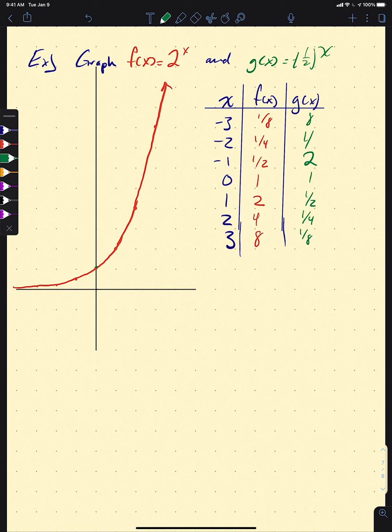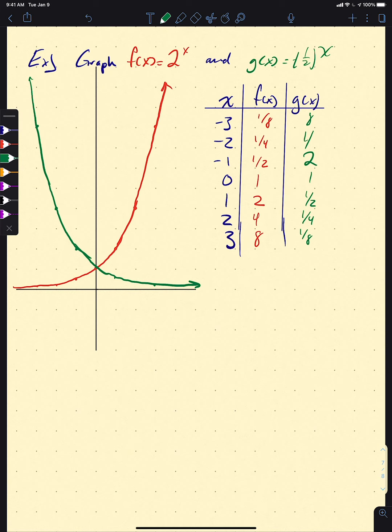Because at 1, we're at a half, at 2, we're at a fourth, at 3, we're at an eighth, and so on. And at negative 1, we're at 2. At negative 2, we're at 4. At negative 3, we're at 8, right? And so we get the graph of g of x to look a little something like this, okay?